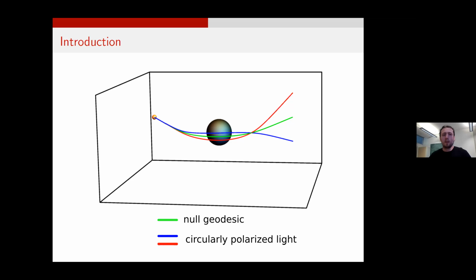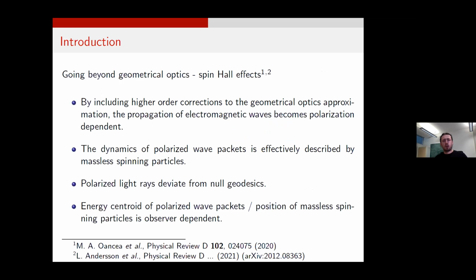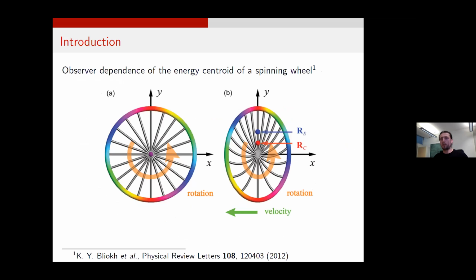Okay, let me go on. So another important point that I want to emphasize over here is that the energy centroid of polarized wave packets, or in our effective description, the position of massless spinning particles, is observer dependent. And this effect comes into our equation of motion and plays a very important role. Before going further, let me tell you a bit more about this observer dependence of the energy centroid of wave packets. And I'm going to start with a simple mechanical model.